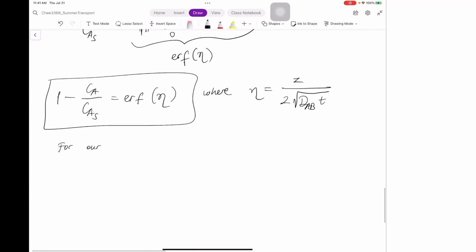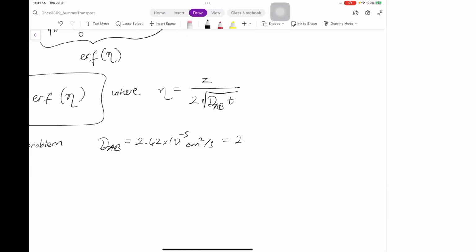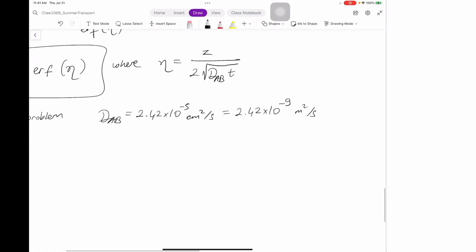For our problem, dAB is given as 2.42 times 10 to negative 5 centimeters squared per second. You need to convert it into SI units, which is 2.42 times 10 to negative 9 meters squared per second.